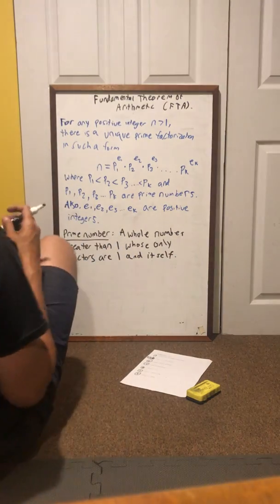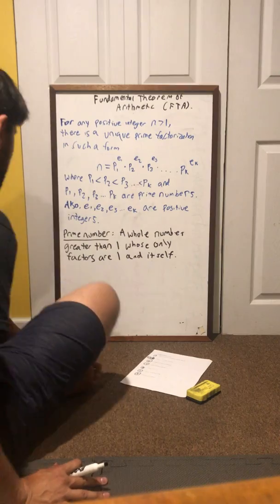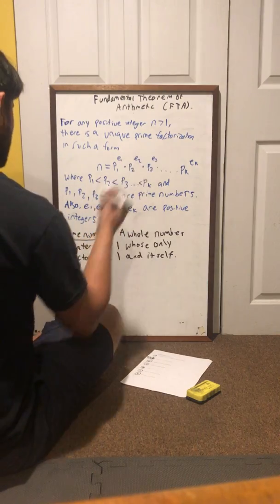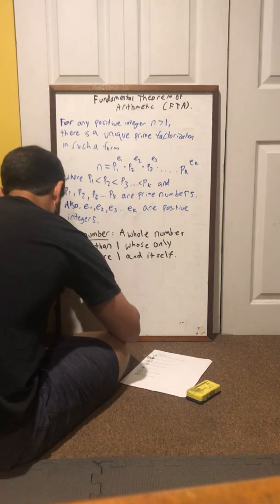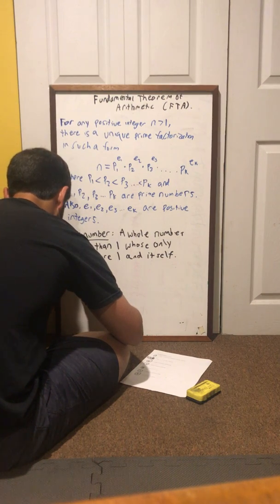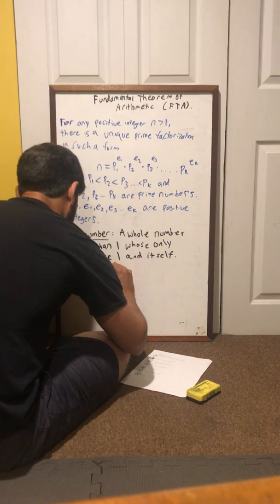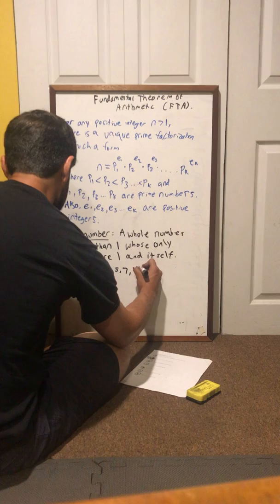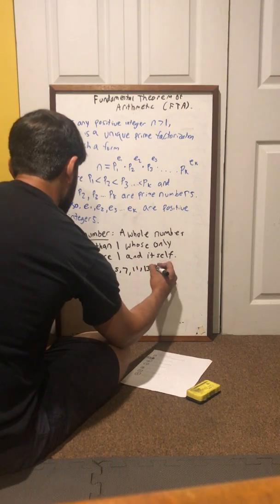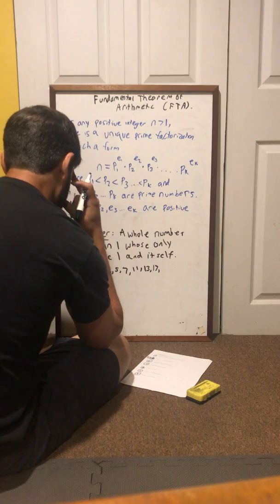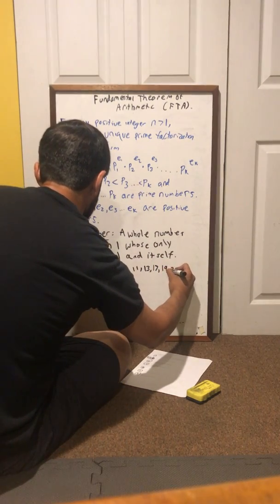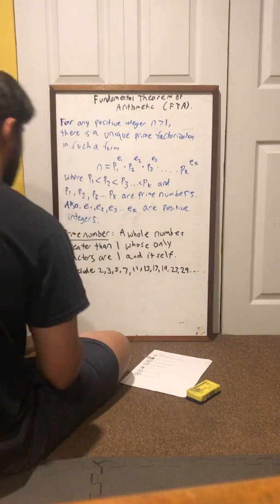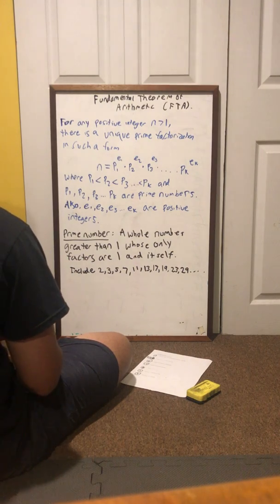Some of the prime numbers that we can use and test out when we're going through a problem like this, we'll just write out, include 2, 3, 5, 7, 11, 13, 17, 19, 23, 29, and so on. So these are the prime numbers.